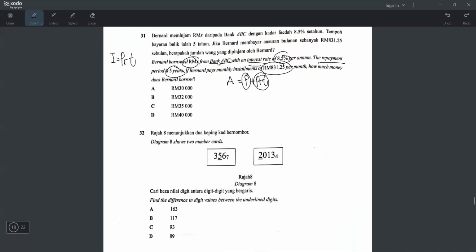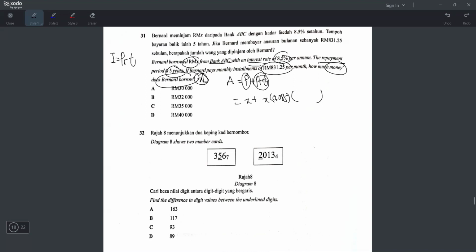They have already mentioned the P. They want to find how much money Bernard borrowed. It means I don't know my starting money, so jadikan dia X. My P is the principal, or you can say the amount he borrowed lah. So the amount we borrow, we don't know, so we just call it X, right? So the P here is X. But the rate we know. The R is the interest rate, which is 8.5%, which is 8.5 divided by 100, so 0.085.